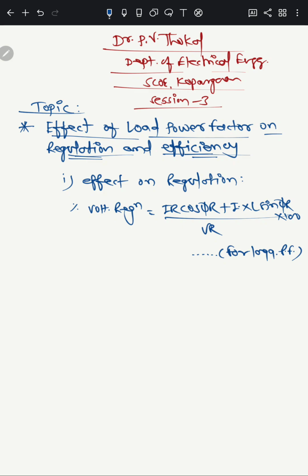So I have written the formula for percentage voltage regulation for lagging power factor, that is I R cos phi R plus I into X L sin phi R divided by V R into 100. This is for lagging power factor. This is the expression for voltage regulation of a short transmission line.